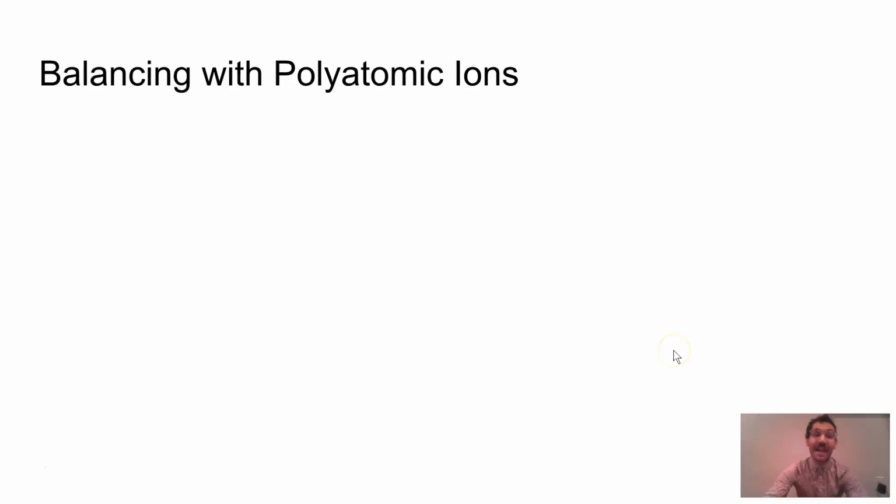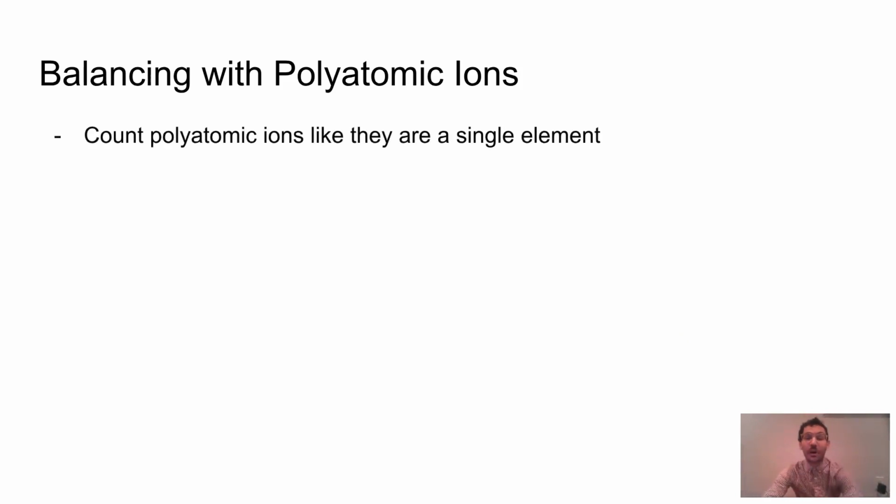Anywho, if we have polyatomic ions in the chemicals that we are reacting, we're going to treat them like they are one single element. Even though they are made up of multiple atoms, we're going to treat polyatomic ions like they are one thing and not break them into their separate atoms.